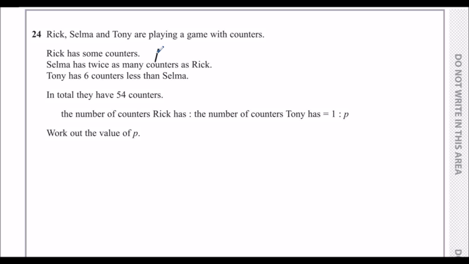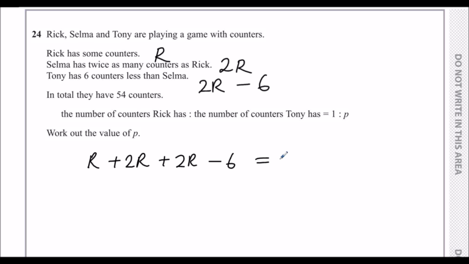I'm going to say Rick has R counters. Selma has twice as many as that. 2 lots of R is 2R. And Tony has 6 less than Selma. Selma's got 2R. So 6 less is 2R minus 6. In total, they have 54. So in total, that means all added together, R plus 2R plus 2R minus 6 is 54. So 1R plus another 2R plus another 2Rs make 5Rs. So 5Rs minus 6 is 54.